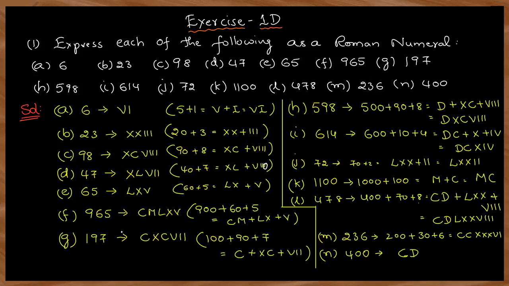So one thing you have to remember while you are converting a Hindu Arabic number into a Roman number: if you don't know how to write that number, split that number into expanded form. For example, 965. To write it in Roman form, first expand this number as 900 plus 60 plus 5. You know how to write this.